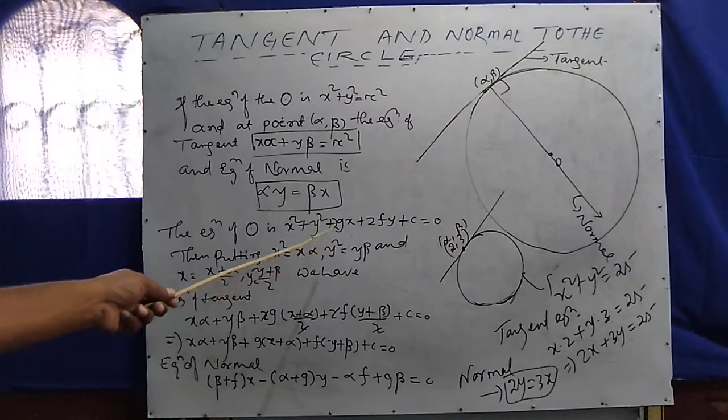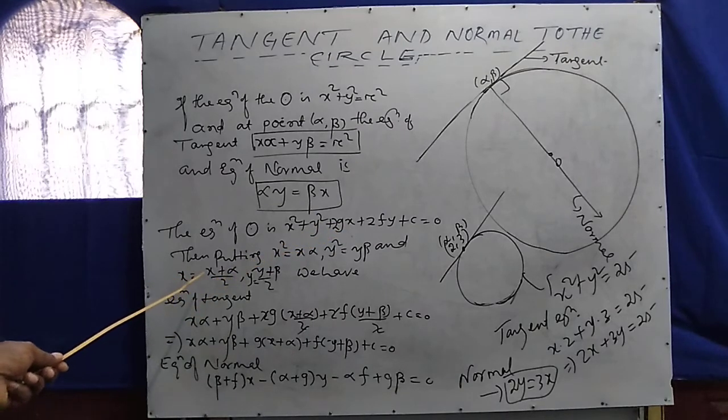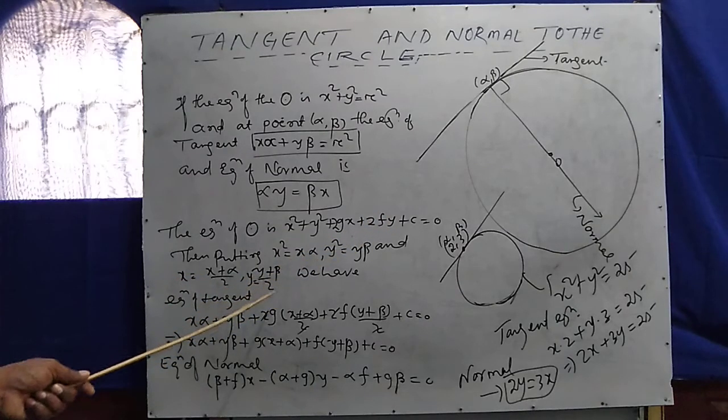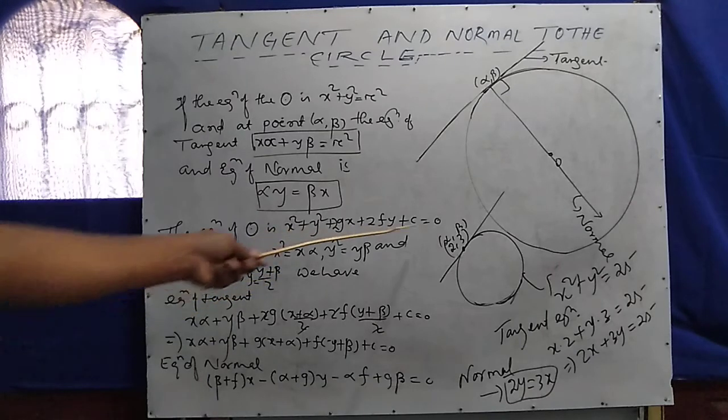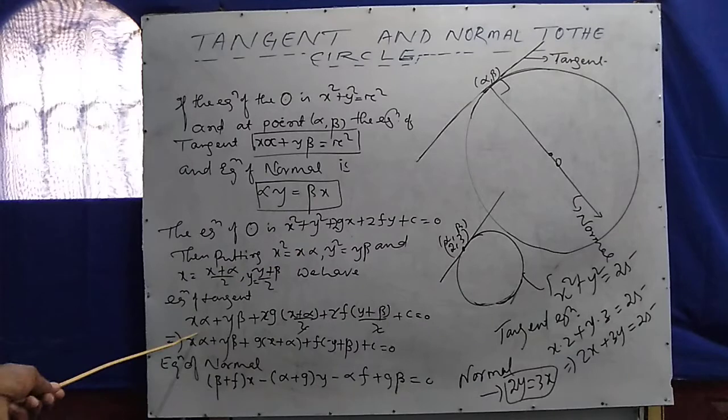I just discussed this one. Instead of x, it is replaced by x plus alpha by 2, and y is replaced by y plus beta by 2. So on putting these values in this equation, x square is replaced by x into alpha, and y square by y into beta.